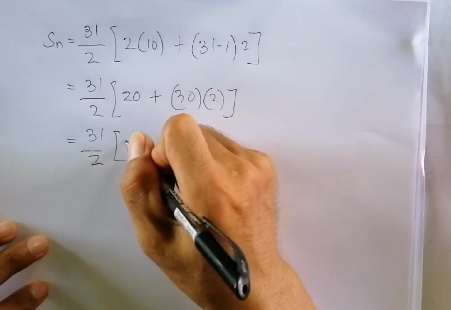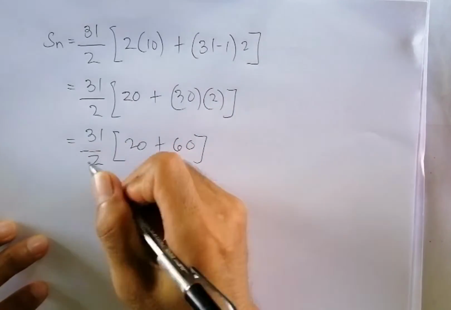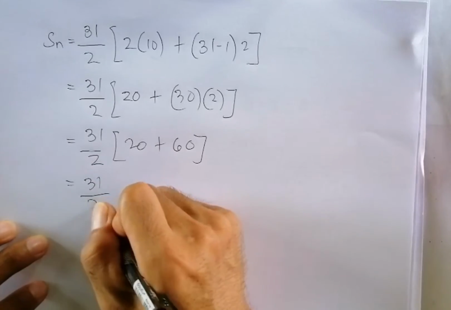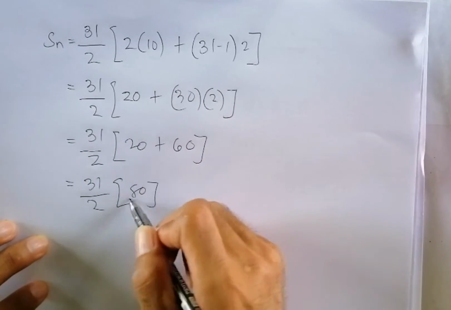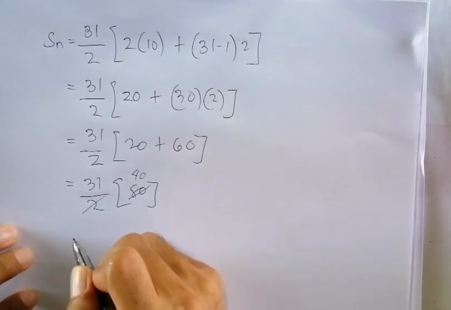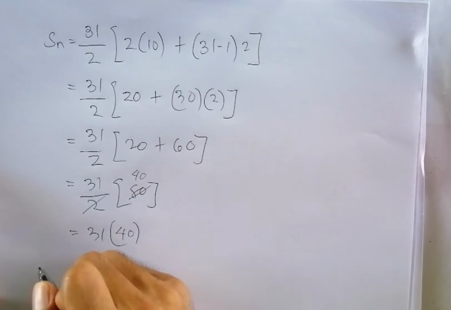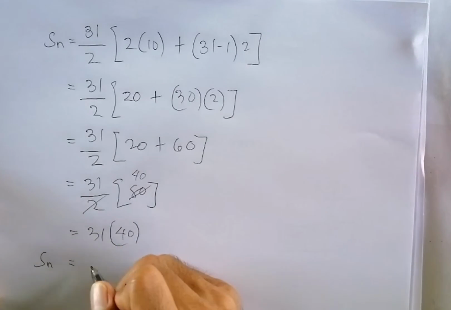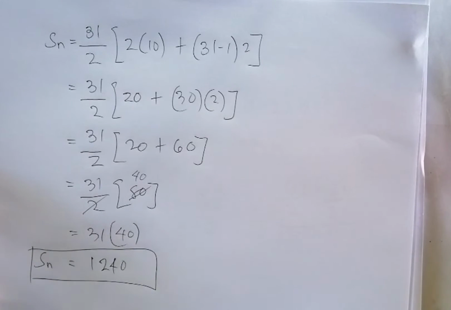So we have 20 plus 30 times 2 is 60, equals 31 over 2. So 20 plus 60 is equal to 80. And then divide, so this is equal to 40. So we have 31 times 40. So the sum is equal to 1240.